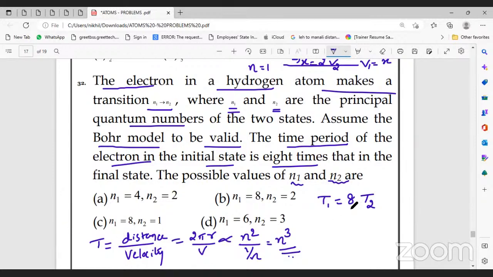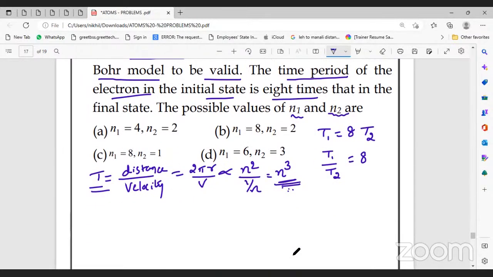So T1 by T2 equals 8. But the time period is directly proportional to the principal quantum number cube, n cube. So what is T1 by T2? T1 by T2 will be N1 by N2 whole cube, which is equal to 8. So what is N1 by N2? Cube root of 8.